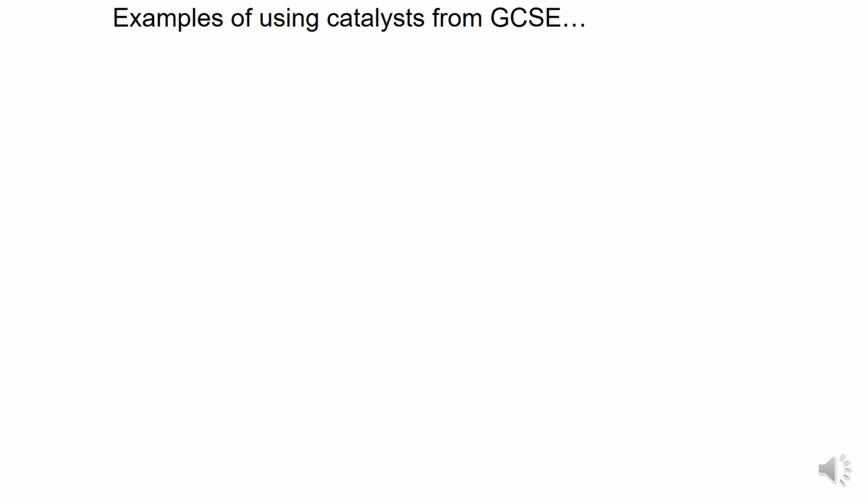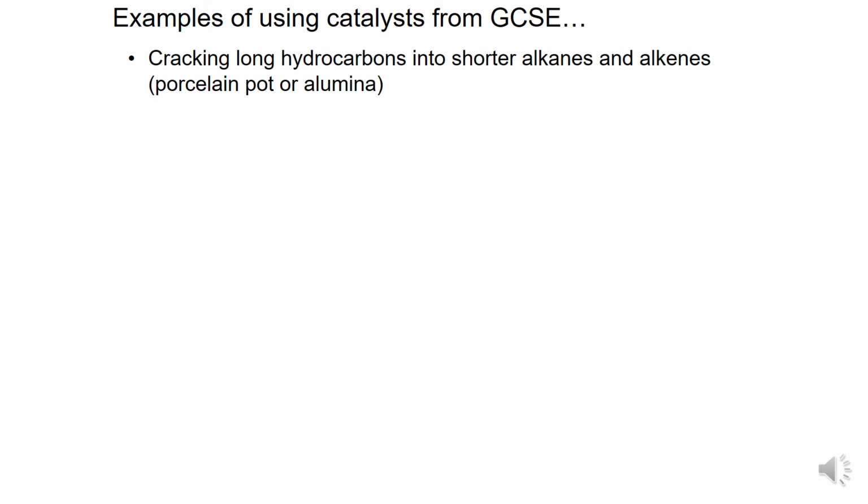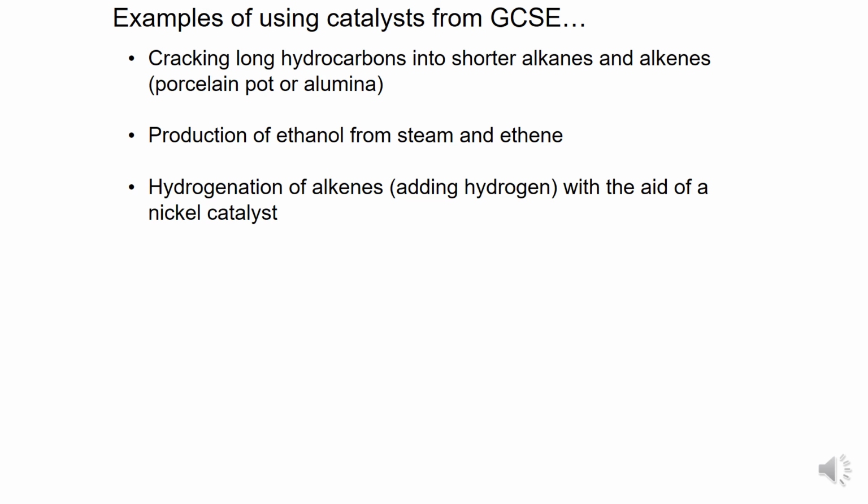Now, just to finish off with a few examples of using catalysts from GCSE. Cracking long hydrocarbons into shorter alkanes and alkenes using porcelain pot or alumina, obviously comes up at A-level as well. The production of ethanol from steam and ethene. Hydrogenation of alkenes, which means adding hydrogen, breaking the double bonds and forming alkanes. That's with a nickel catalyst and takes place at around 60 degrees C. Buckyballs. You looked at buckyballs at GCSE as an allotrope of carbon, and one of their uses is as a catalyst in chemical reactions.